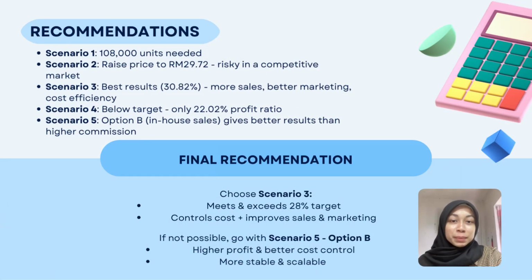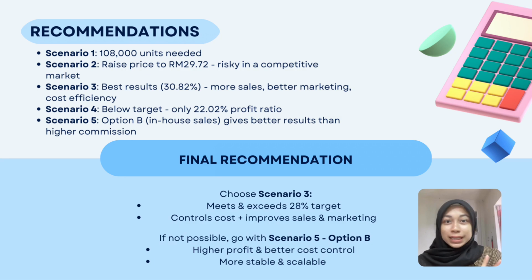Based on our CVP analysis, we found that each scenario has a different impact on the company's profits. Some scenarios help the company reach its goals while others did not. Scenario 1 shows that the company needs to sell 108,000 units to meet its target. This is possible, but it requires a big increase in sales. Scenario 2 suggests raising the price to 29 ringgit 72 cents, but this might reduce customer demand and affect competitiveness.